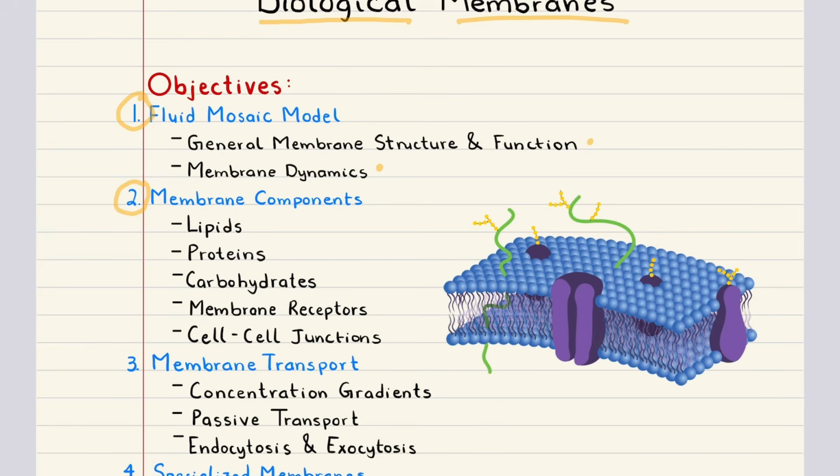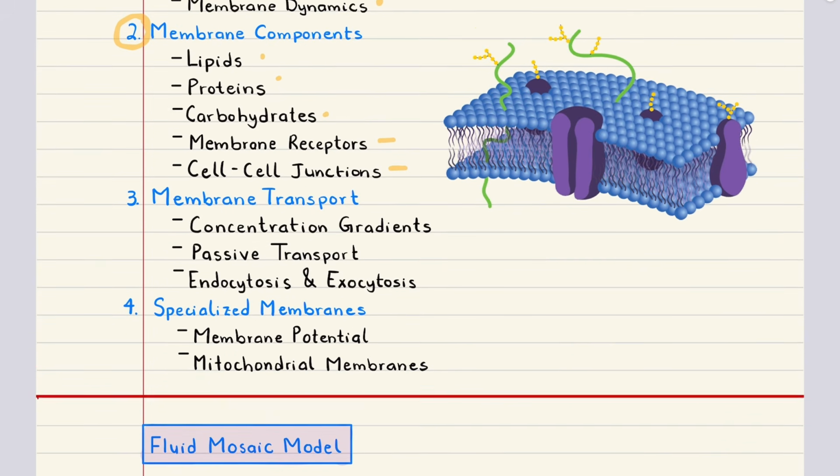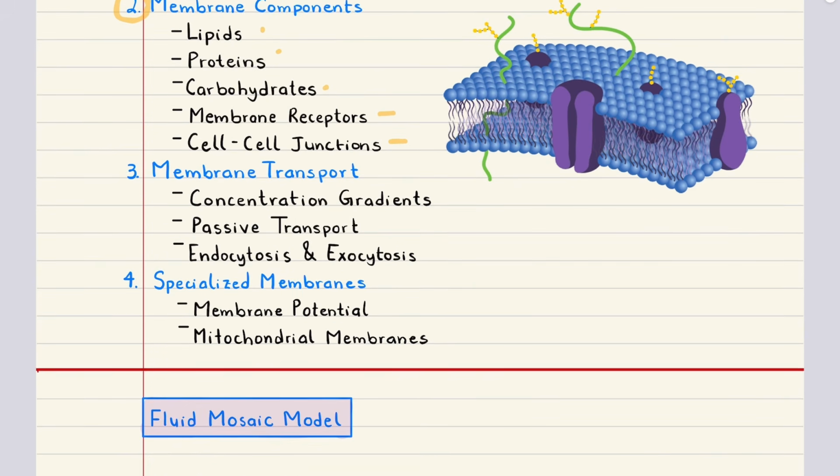Then we're going to look closely at membrane components, including the different types of lipids, proteins, and carbohydrates that make up the membrane. We're also going to talk about membrane receptors and the cell-to-cell junctions that will allow communication and connection between cells. Next, we'll explore membrane transport, which covers how substances move across membranes through concentration gradients, passive transport processes, and the active processes of endo and exocytosis.